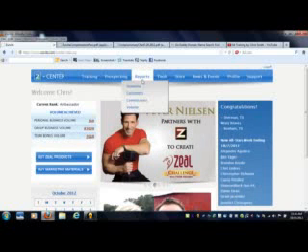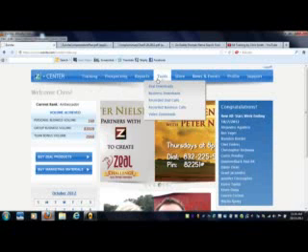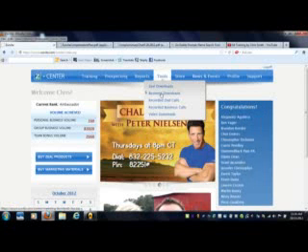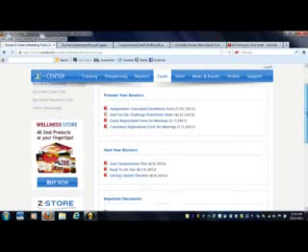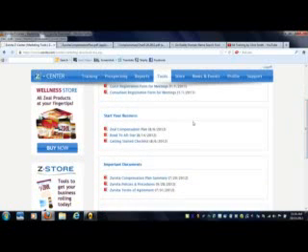Now, what I'm going to show you real quick is how to find out what volume we get paid on each thing. So we're going to go to tools. We're going to go to business downloads. And once we get to business downloads, you're going to see a lot of different options, but we're going to concentrate on two things. Right here, as you see, I scrolled down. It says start your business. This is the Zeal compensation plan. And then right here is the Zeal compensation plan summary. We're going to open both of these up.